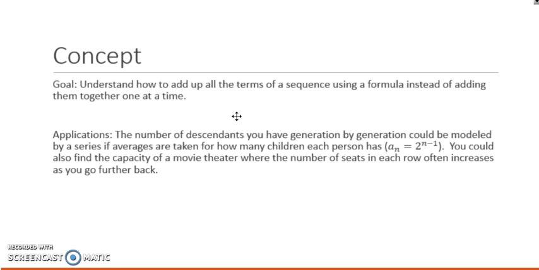Some of the applications of this, you could do something for predicting population growth. So you could say, like, what's the average number of children each couple is going to have, or each family is going to have. And then you could use that to predict 5 generations down, how many people you expect there to be. You could also use this to find the capacity of something like a movie theater, where the number of seats in each row often gets larger as you go back in the theater. There are usually more seats in the back rows than in the front rows.